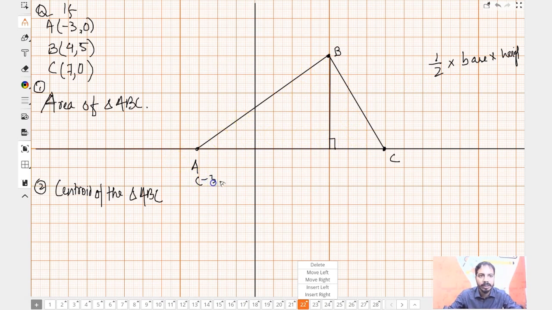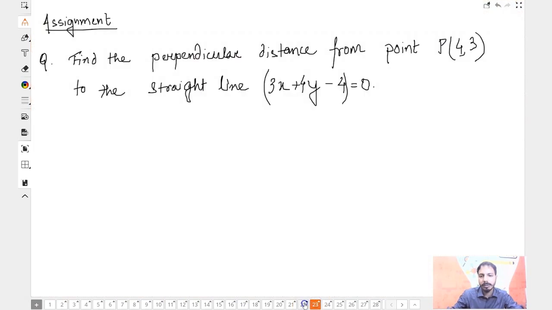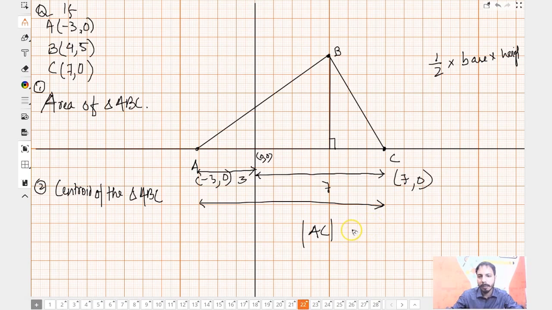This is given as minus 3 and 0, and this is given as 7 and 0. That means this is the origin, 0, 0. So from here the abscissa is 7, and from here it is 3. So what is the total distance? This is the base of this triangle. That means AC is nothing but 7 plus 3, that means the difference of the x values, so that is nothing but 10. So this base is 10.